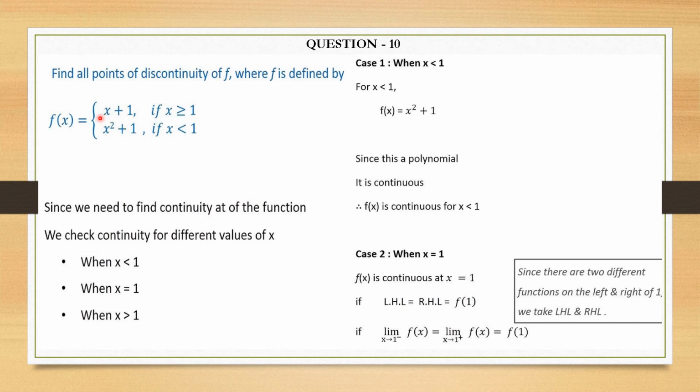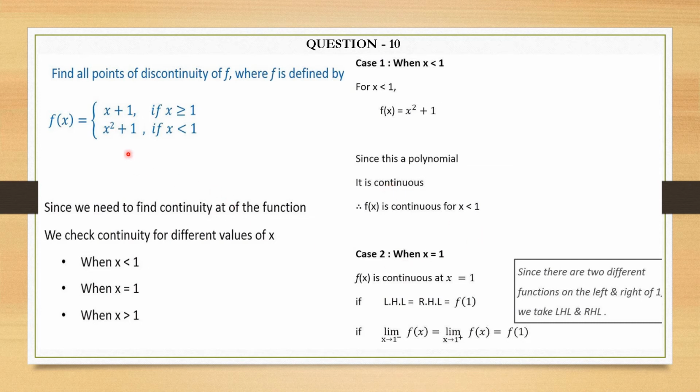Number 10 says, find all points of discontinuity for f defined by x plus 1 for x greater than or equal to 1, and x square plus 1 for x less than 1. So again, I have to check the continuity at x less than 1, greater than 1, and at 1. At 1, you have both defined ways, so you have to go by the method of LHL and RHL. When x is less than 1, the function is simply a quadratic polynomial x square plus 1, which is everywhere continuous, hence this is continuous.